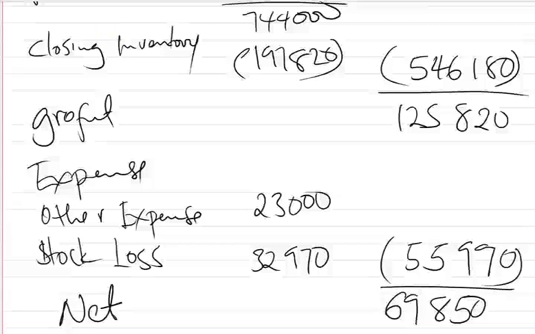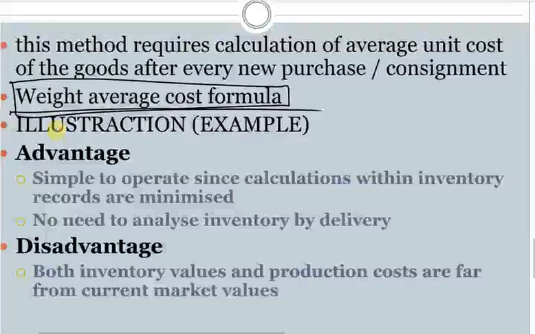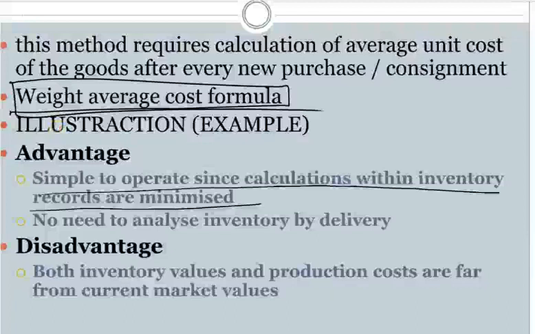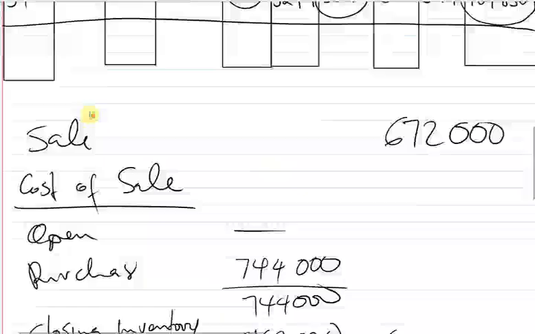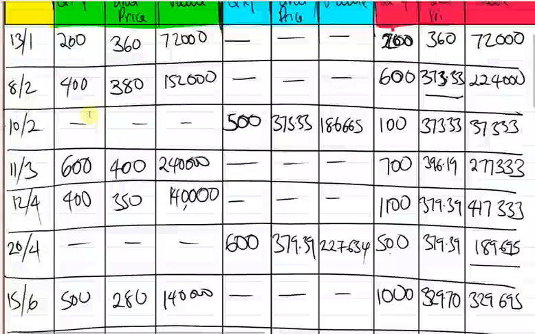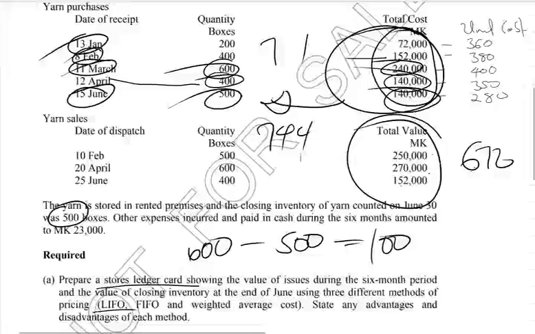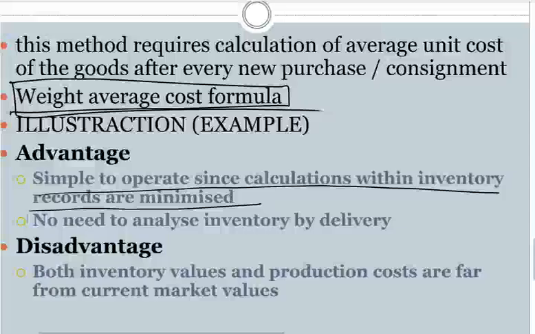So what are the advantages of using this method? The advantage is that it is simple to operate, since the calculations within inventory are minimized. Have you seen how this one is? It has been fast. Only this. It's simple. You don't have to keep track whenever you're selling, or which one came first or which one came last. That is not there. So we're saying it's simple in calculation as an advantage.